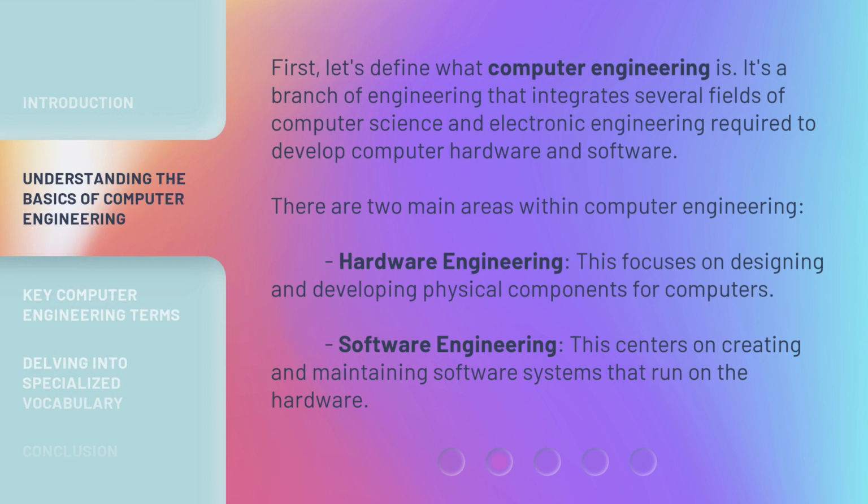First, let's define what computer engineering is. It's a branch of engineering that integrates several fields of computer science and electronic engineering required to develop computer hardware and software. There are two main areas within computer engineering. Hardware engineering. This focuses on designing and developing physical components for computers. Software engineering. This centers on creating and maintaining software systems that run on the hardware.